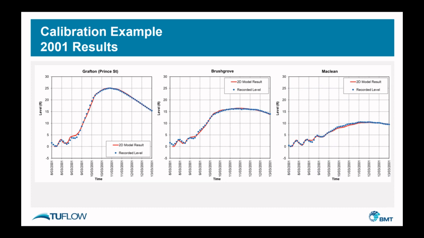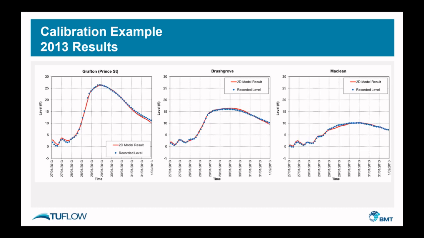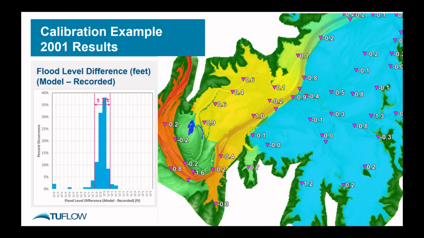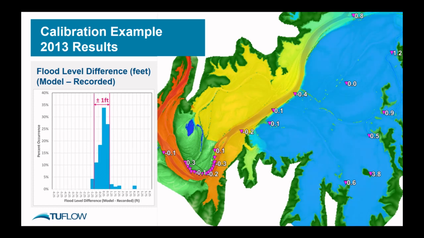Okay, so for 2001, the calibration looks quite good. Similarly for 2013. If we look at our recorded peak water level marks, now we're seeing a much better fit in the floodplain, whereas previously we were struggling to get within the tolerance that we were hoping to achieve. That's 2001. In 2013 we've also improved the calibration, now mostly sitting within that 1 plus or minus 1 foot tolerance.